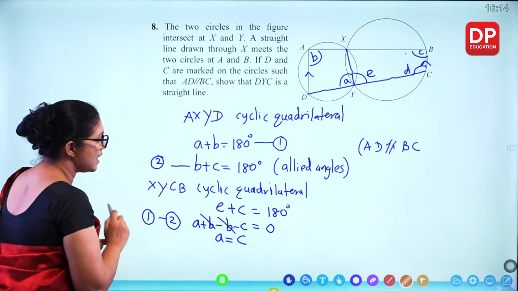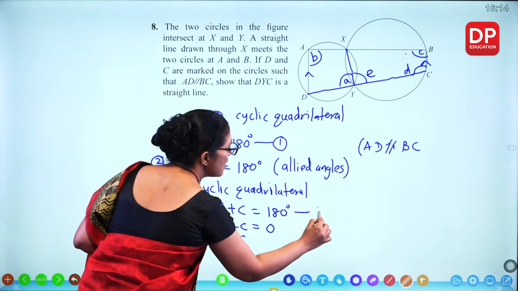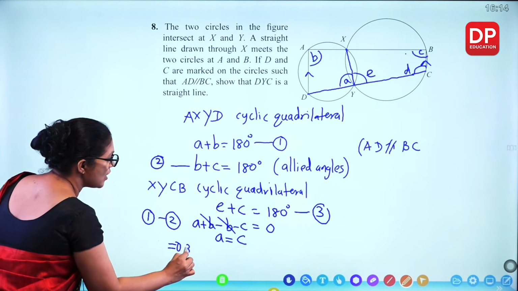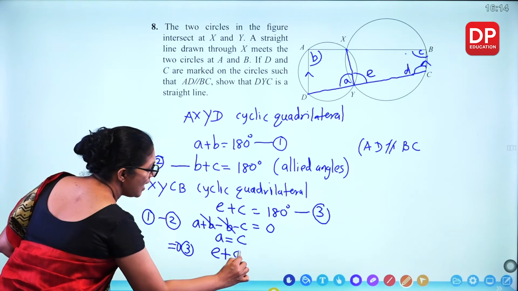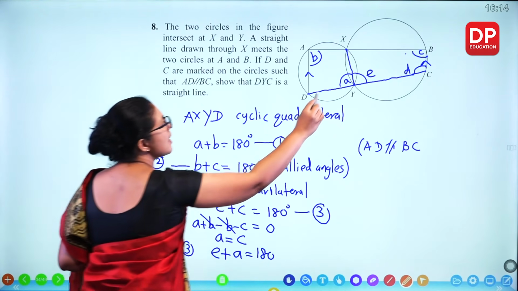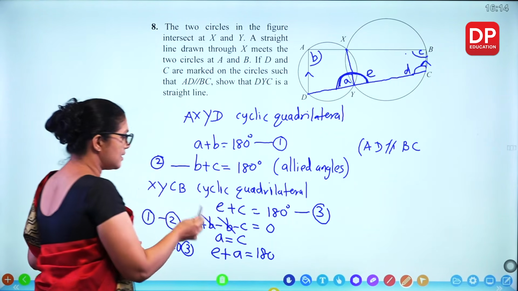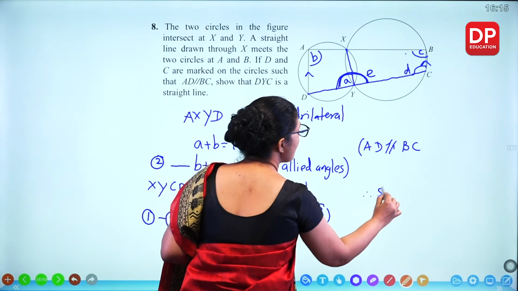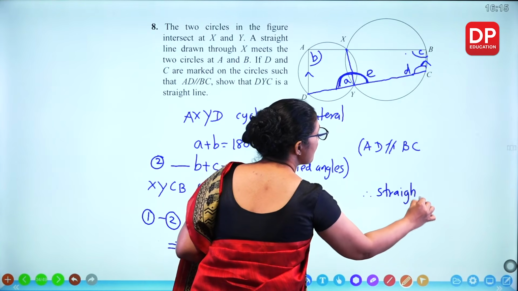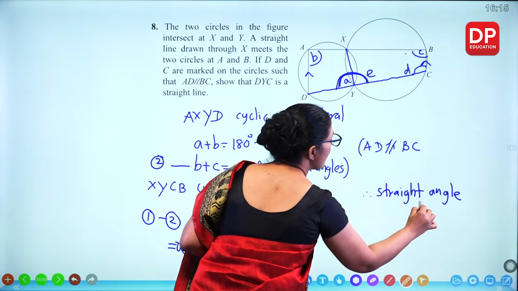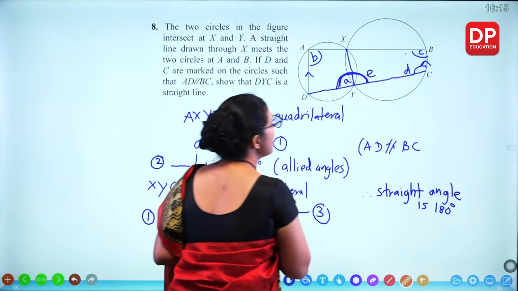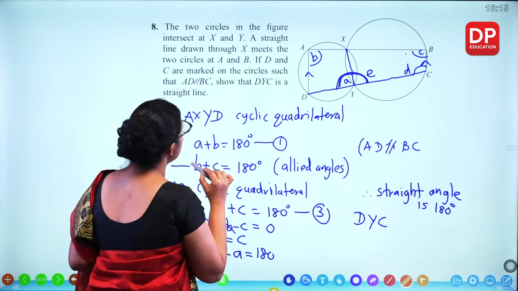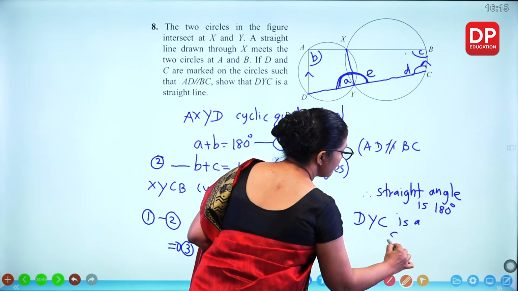Now, instead of C, I can put A in the third equation. Take the third equation: E plus A equals 180. A plus E means a straight angle. You are getting a straight angle. So therefore, a straight angle is 180. So therefore, DYC is a straight line.